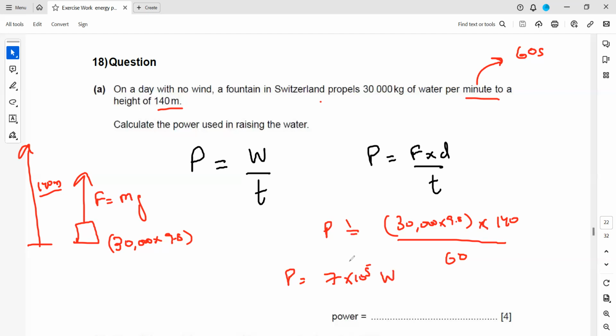And the unit of the power is what? Rounding the answer, it is 7 times 10 to the power 5 watts, or 700,000 watts, or 700 kilowatts, you can also say.